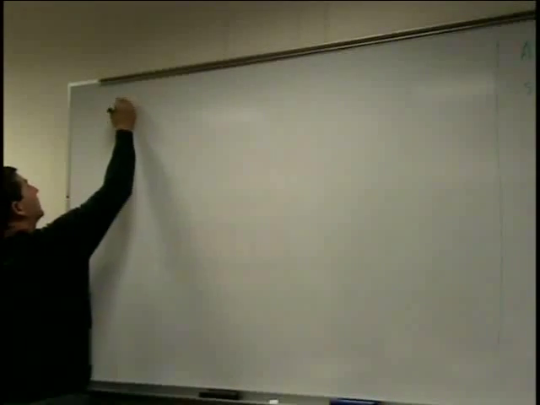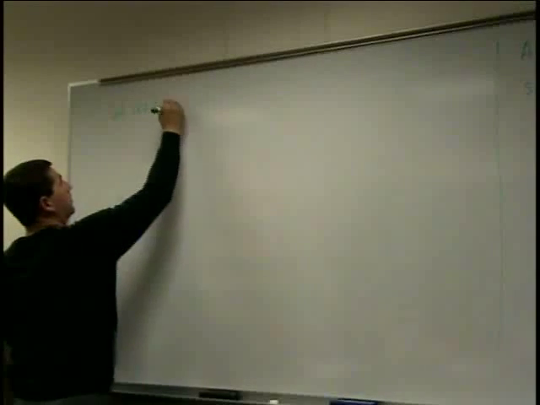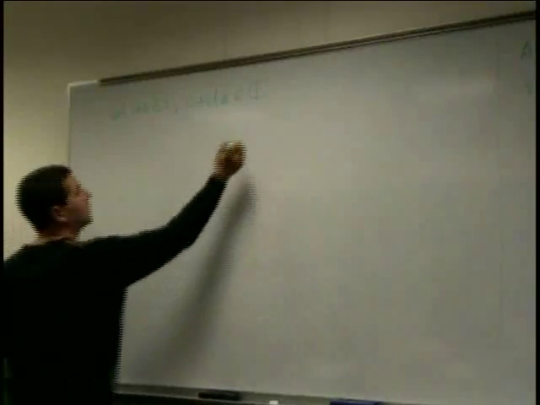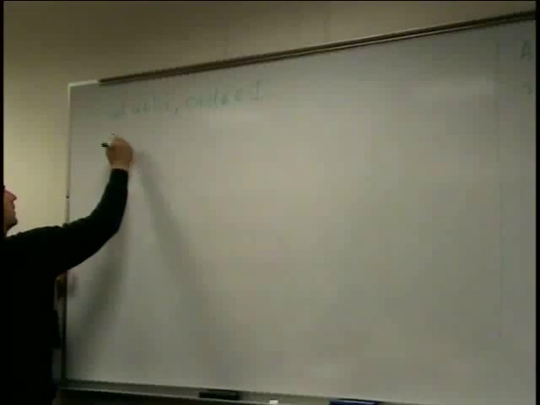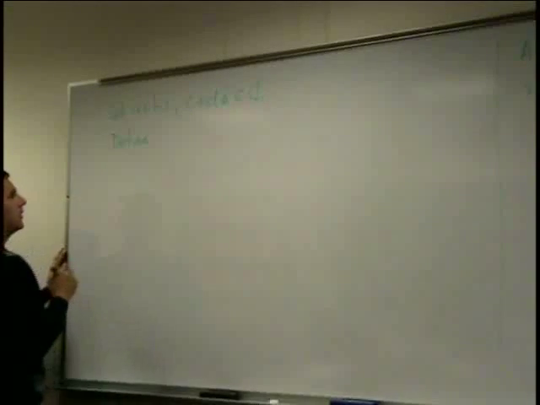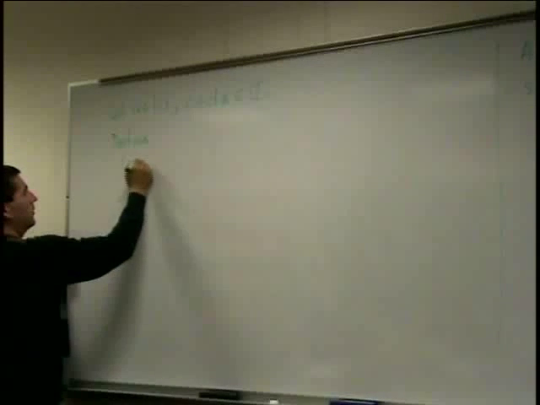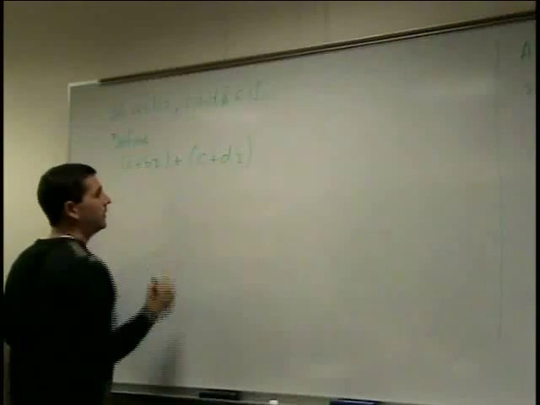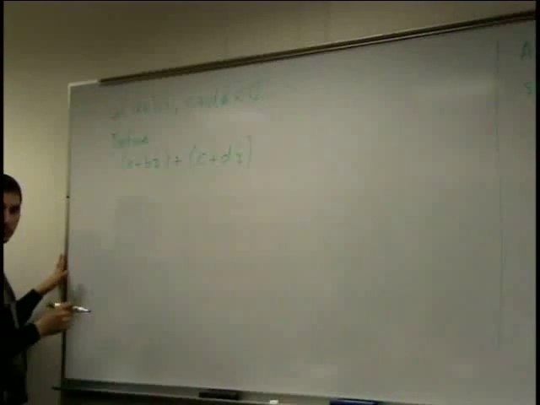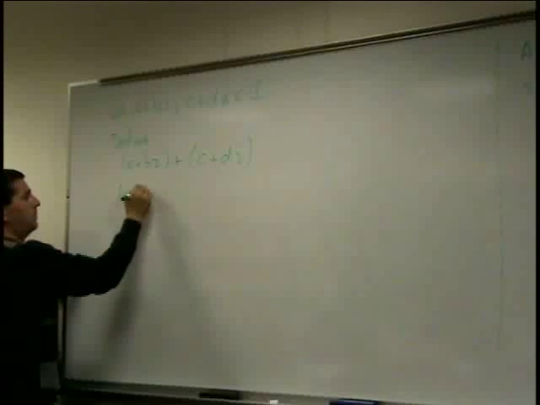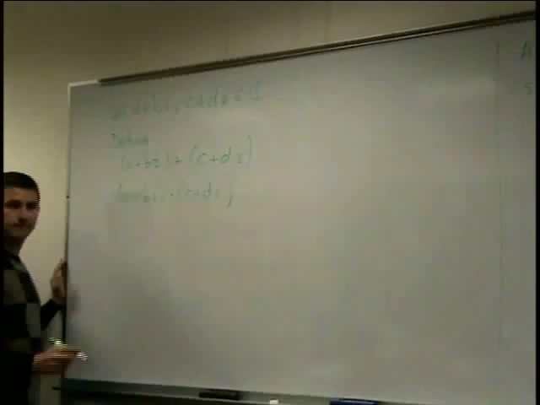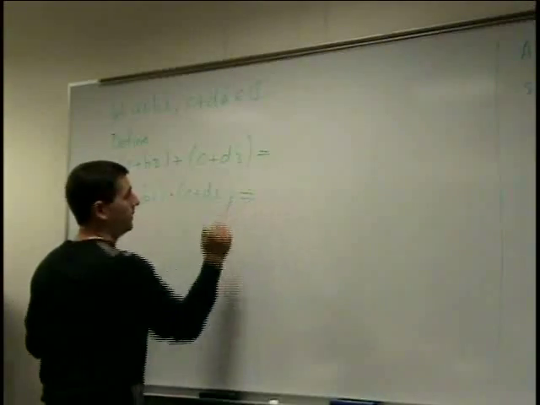All right, so let's let A plus BI and C plus DI be complex numbers. So we're going to define what we mean by A plus BI plus C plus DI. And while we're at it, we may as well define what we mean by A plus BI times C plus DI. We need two binary operations, so we might as well define this.